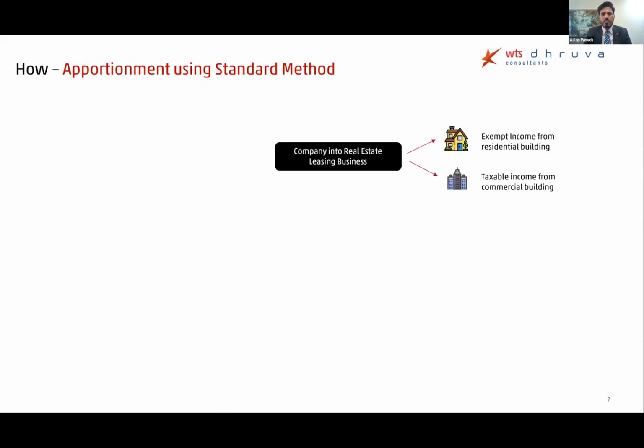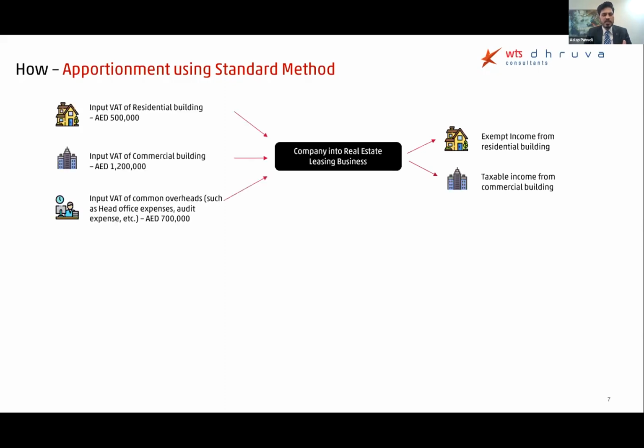It has income from commercial leasing and it has income from residential leasing. Now it has three types of expenses, three buckets. One is input towards exempt activity, which is the residential building. Input towards commercial, taxable activity, which is the commercial building. And input which is common, like head office expenses, audit expenses, IT infrastructure cost, something which you cannot directly attribute. Now, how does the apportionment work under a standard method?